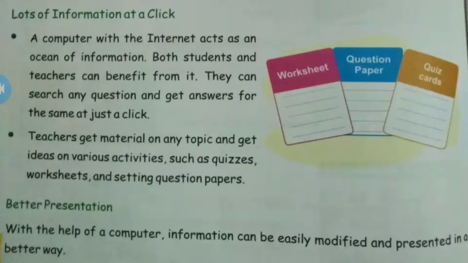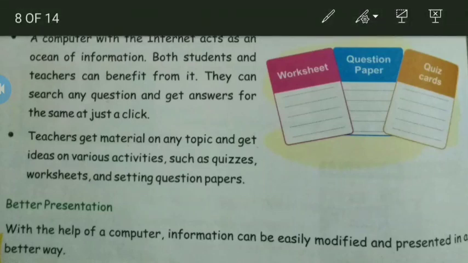First, lots of information at a click. A computer with the internet acts as an ocean of information. You must have surfed on the internet, and the internet is like an ocean of information where you can get a lot of information on a single topic about any matter. You can search up infinite different things. You'll get search results in a number of pages.